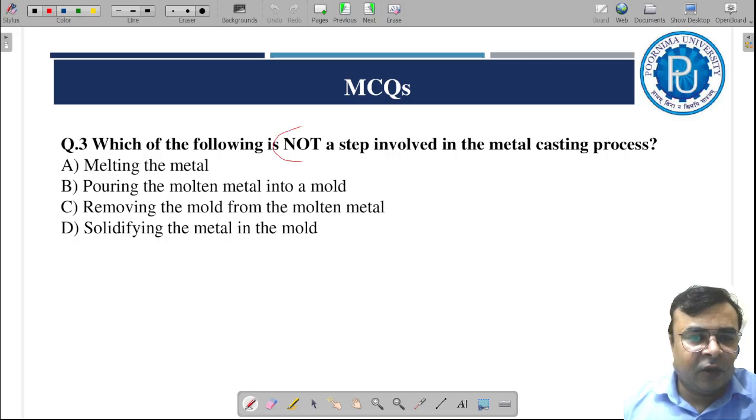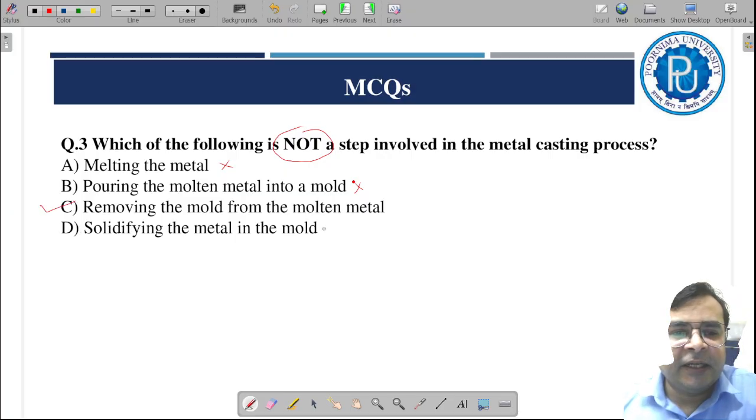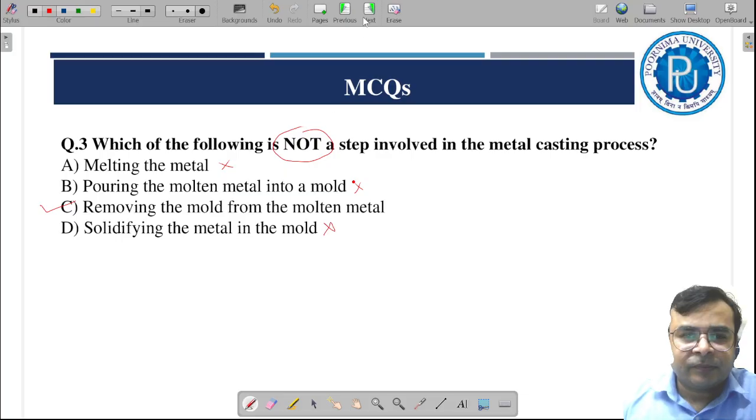Next, which of the following is not a step involved in the metal casting process? Melting the metal is the wrong answer because melting is required. Pouring the metal into the mold cavity is also required, so this is not the right answer. Removing the mold from the molten metal is not a step of the metal casting process, so this is the right answer.